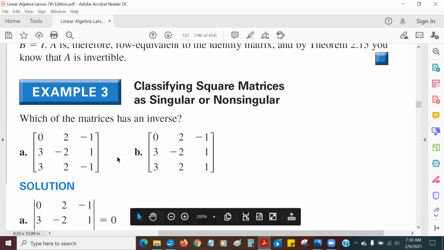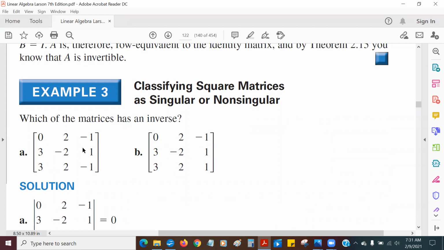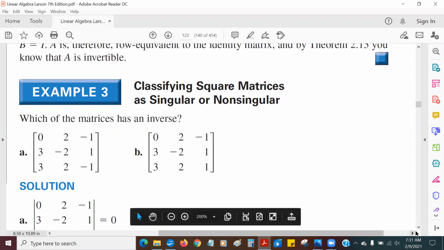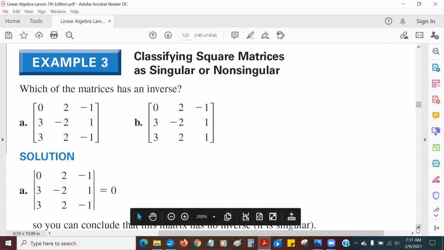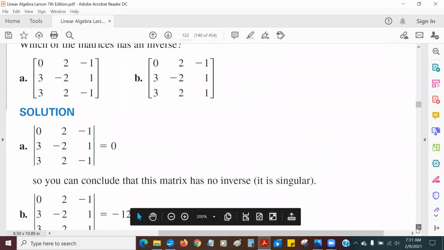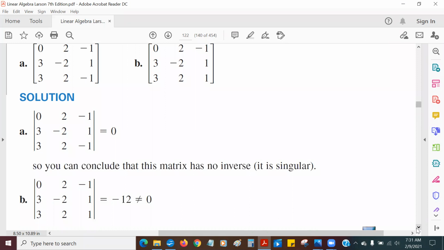Now, which of these matrices has an inverse? Well, this one here, which we saw before, has a 0 determinant, so therefore it is not invertible. And matrix B, which has a non-zero determinant, is invertible. We looked at these earlier.